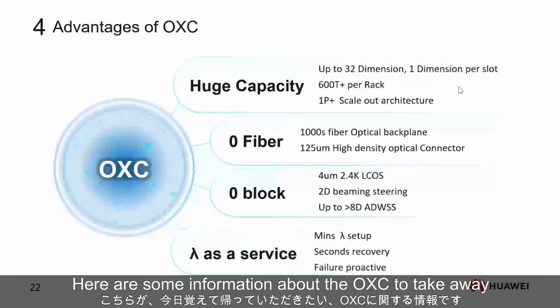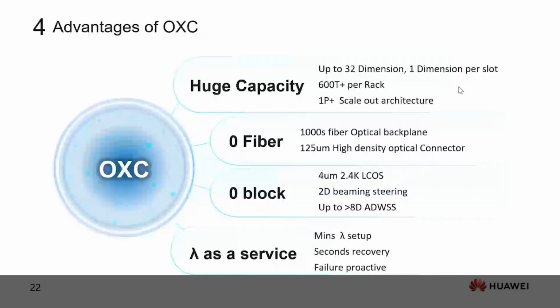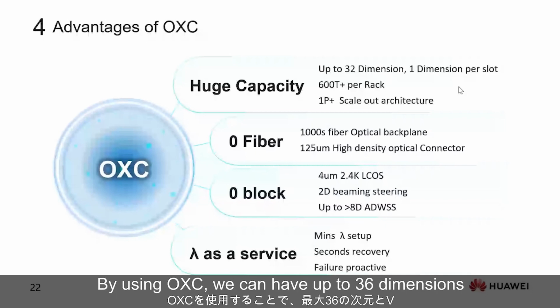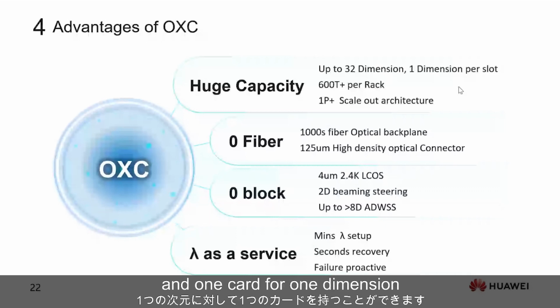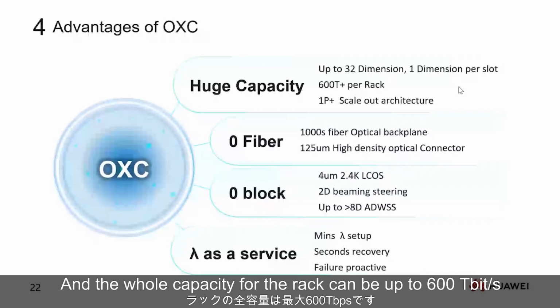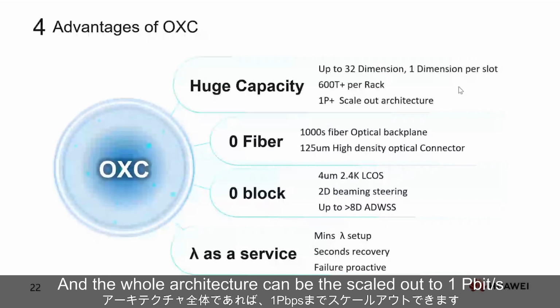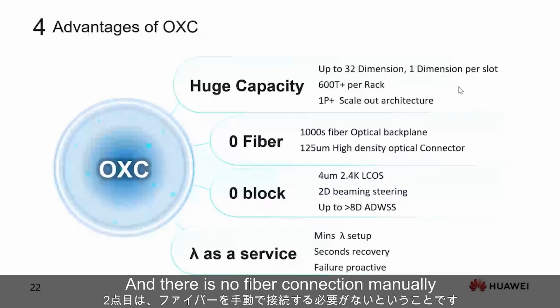So here is some information about the OXC that you can take away. There are 4 advantages of the OXC. Firstly, huge capacity. Using the OXC, we can support up to 32 dimensions, with 1 card for 1 dimension. The whole capacity for the rack can reach 600 terabit, and the whole architecture can be scaled out to 1 petabit.